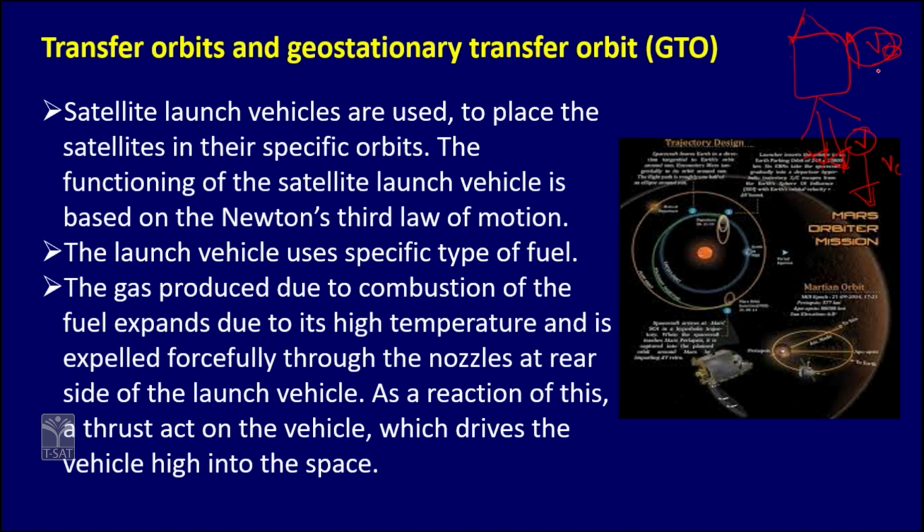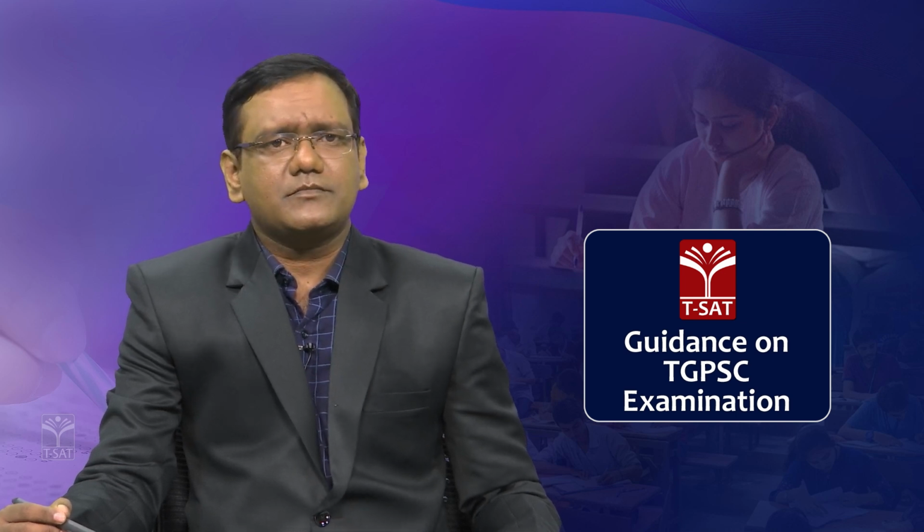And then the object also moves in the opposite direction with the same velocity. So this is what drives the satellite. As a reaction of this, the thrust acts on this vehicle, which actually drives the vehicle high into the space. Since this is not sufficient power, we could not generate sufficient power, especially with our existing launch vehicles, so we have used this technology called transfer orbits.